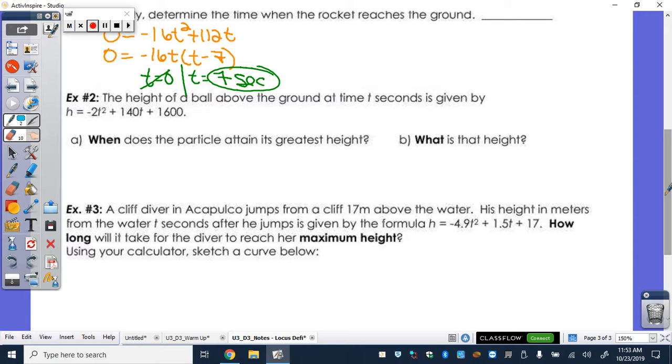All right, number 2, the height of a ball above the ground at time t seconds is given by that equation. When does the ball attain its greatest height? And then they want to know what is that height. So we have to start with negative b over 2a. When does it get to that maximum? So what do we plug in for b? Yeah, negative 140 over 2 times negative 2.